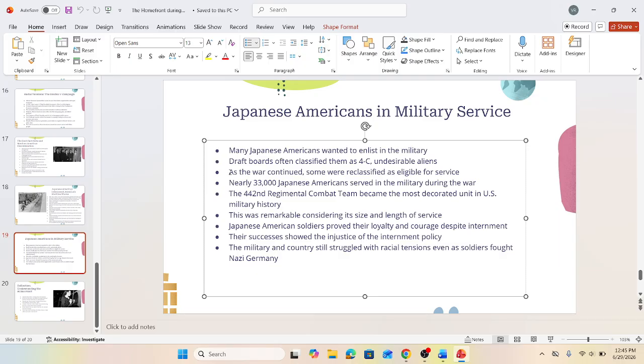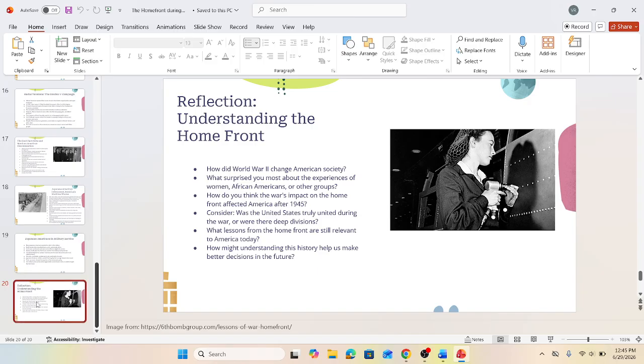But as the war continued, some were reclassified due to the desperate need. And nearly 33,000 Japanese Americans served in the military during the war. They proved their loyalty and courage despite the internment of most of their people or even themselves. And their success showed how unjustified the internment policy was, because even after being interned, many Japanese Americans still wanted to serve their country, the country that was mistreating them, which was really a credit to Japanese Americans.